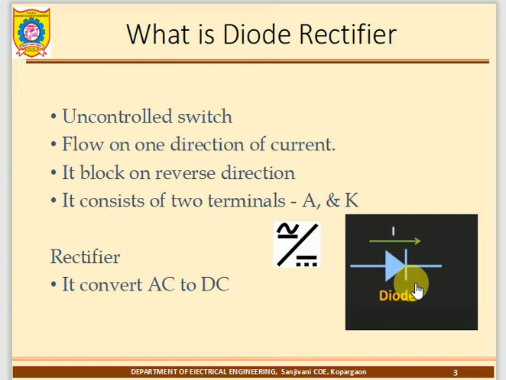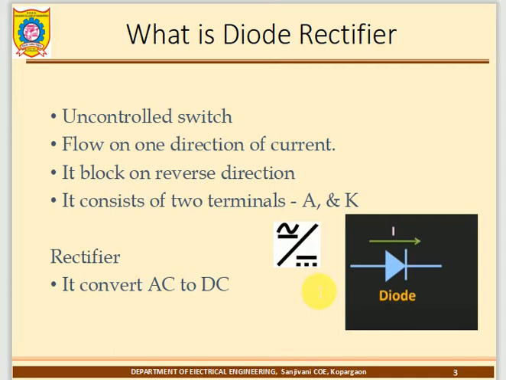These are control devices. So what about the diode? It does not have any gate terminal, and a gate terminal means controlling. With no gate terminal, it is an uncontrolled device, an uncontrolled switch. It acts as a switch. Switch means on and off: when it is on, and when it is off.